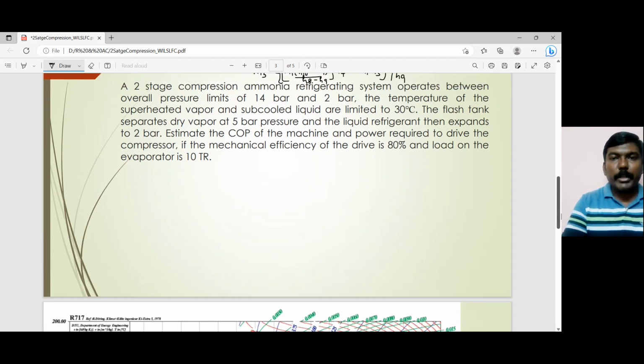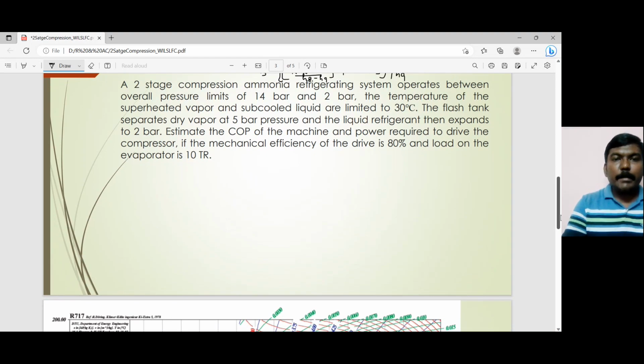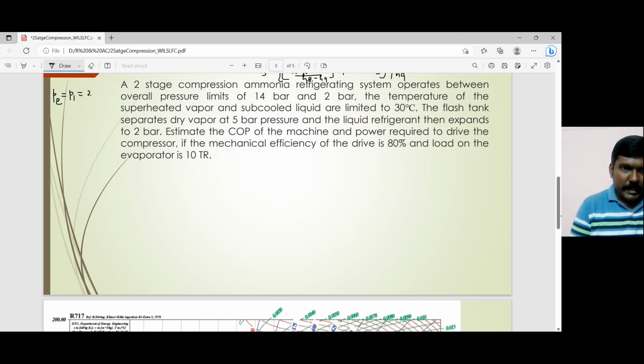A two-stage compression ammonia refrigeration system. It operates between the overall pressure limits of 2 bar and 14 bar. So if you look at the given details, the pressure of the evaporator, which is the lower pressure, which we call P1, is at 2 bar. The intermediate pressure, they have not mentioned it over here, so that is mentioned here as 5 bar pressure. So intermediate pressure is 5 bar, and then you have the condenser pressure, which is your 14 bar.